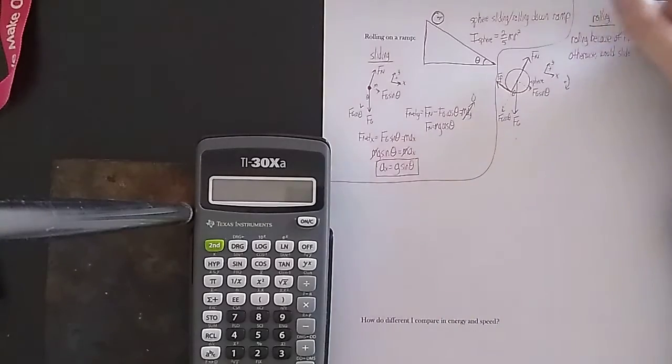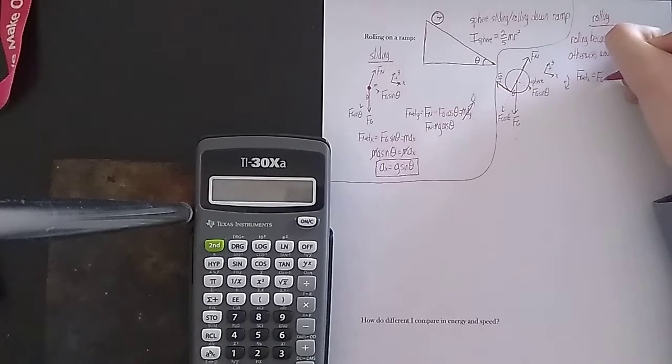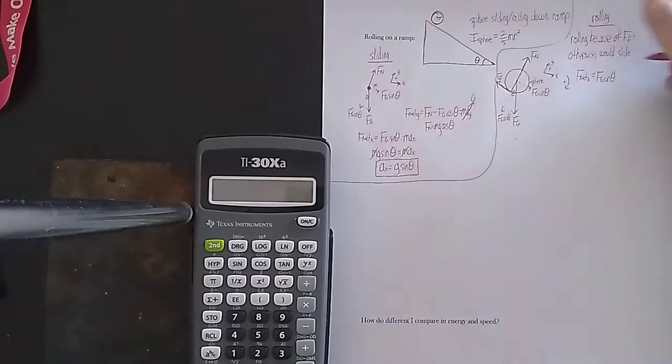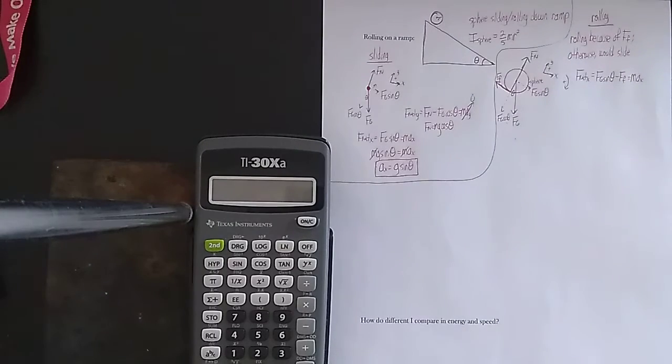The net force equations. In the x direction, we have Fg sine theta minus the force of friction equals max. Now, we don't necessarily know exactly what the force of friction is. We don't know if it's at a maximum.